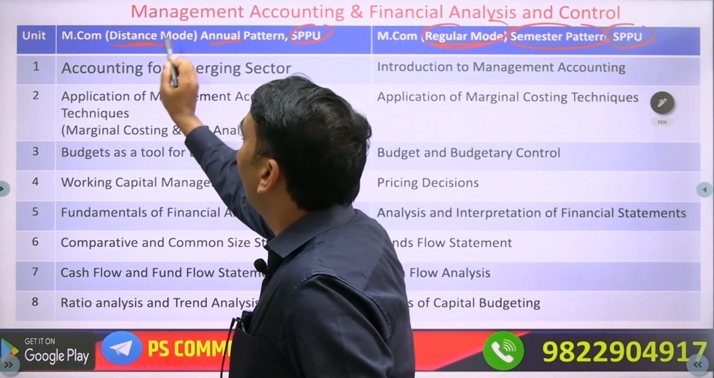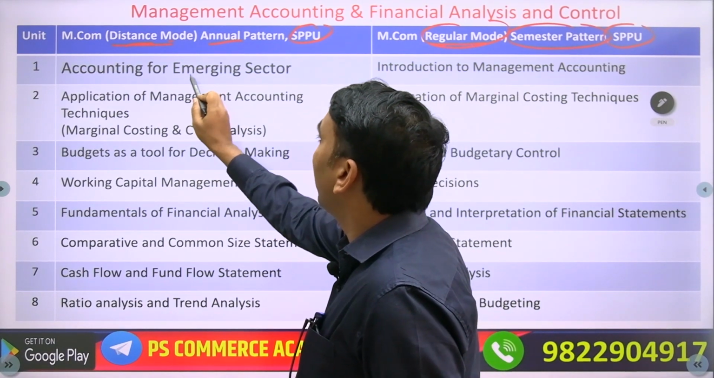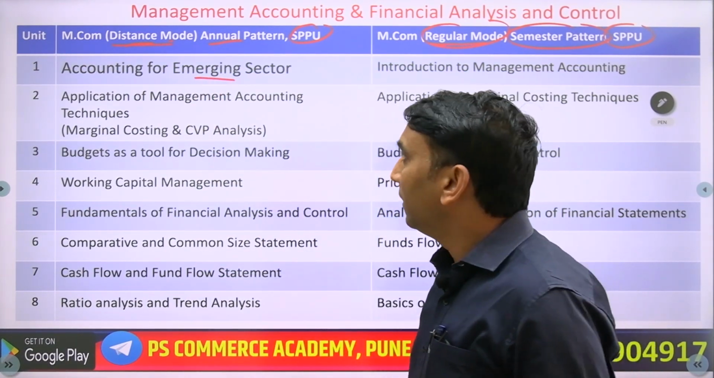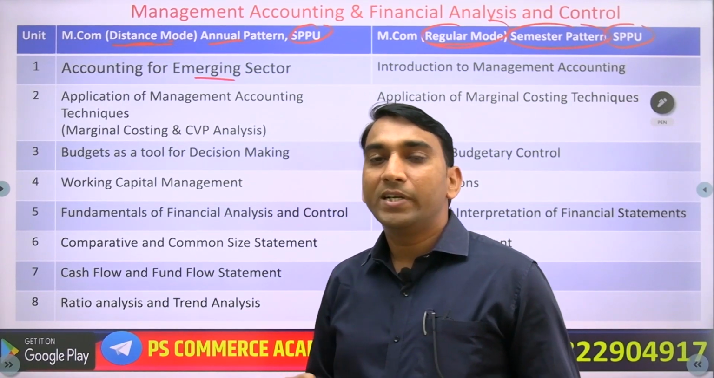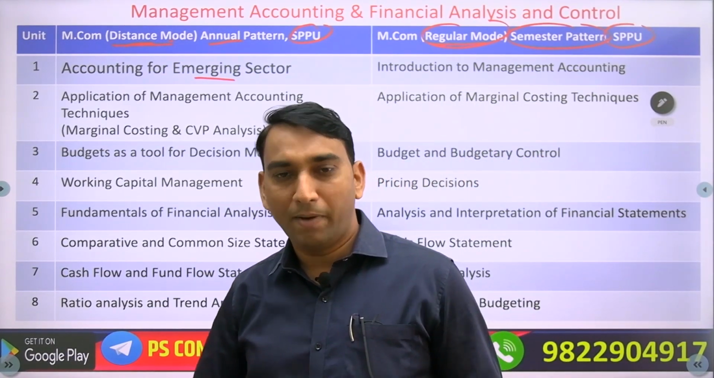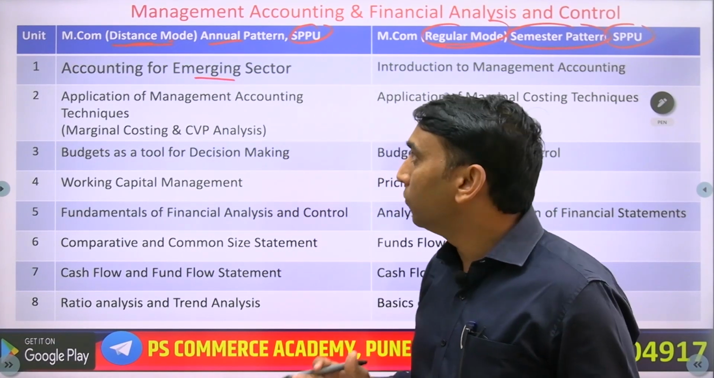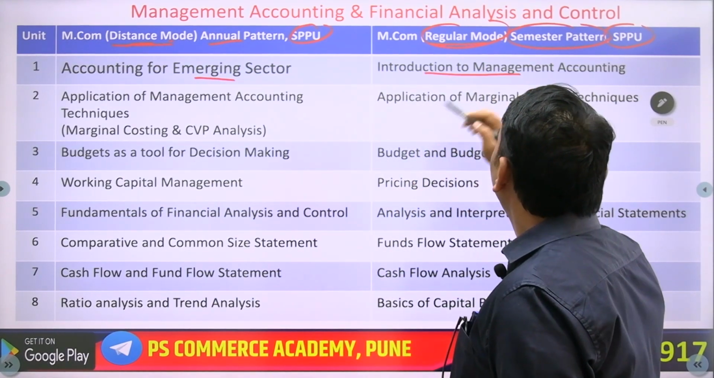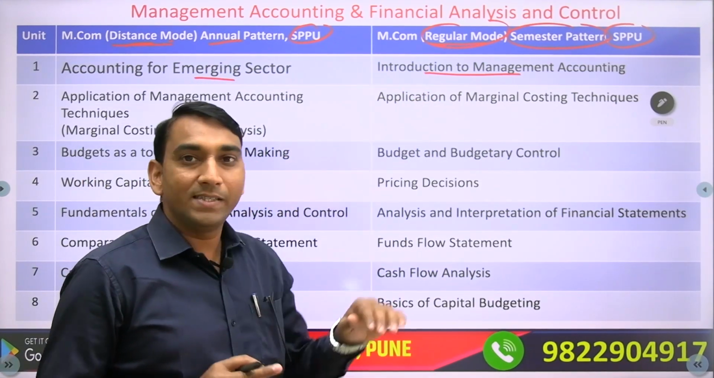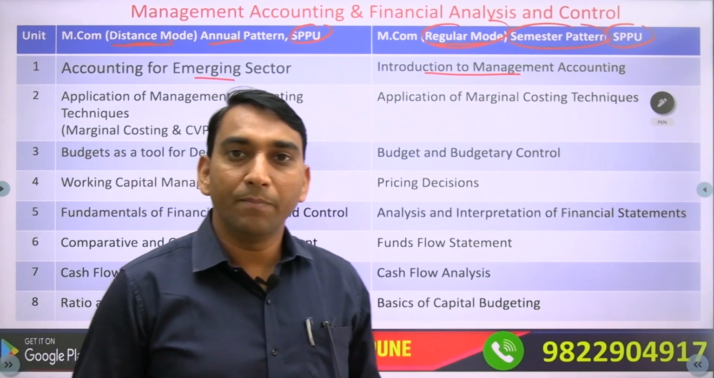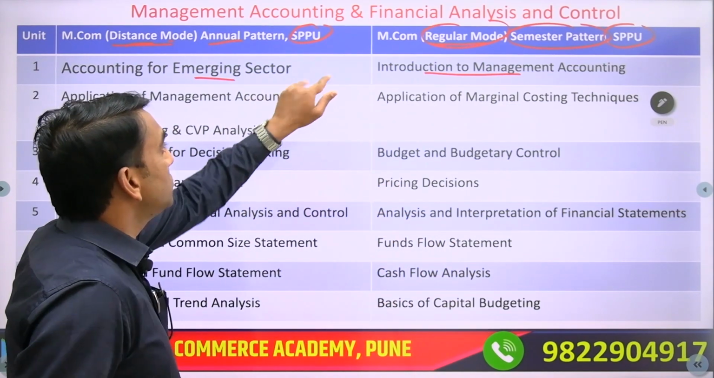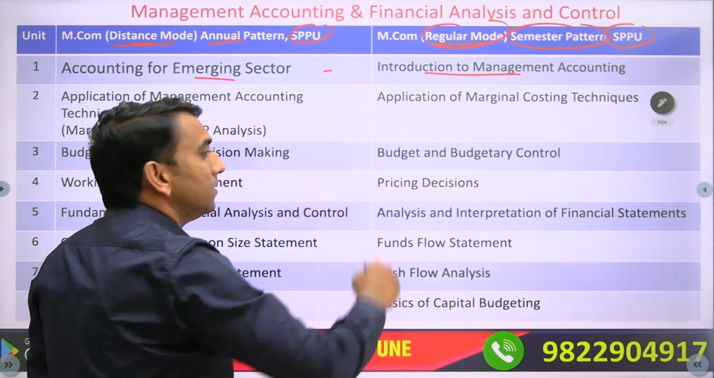See, in the distance mode, we have the first unit, that is accounting for emerging sectors. In this unit, the university has given the theoretical background, like what is management accounting, what are the advantages of management accounting, what are the limitations of management accounting, and so on and so forth. In regular mode also, the syllabus in unit number 1 is the same. In these two units, regular mode and distance mode, the syllabus is the same.